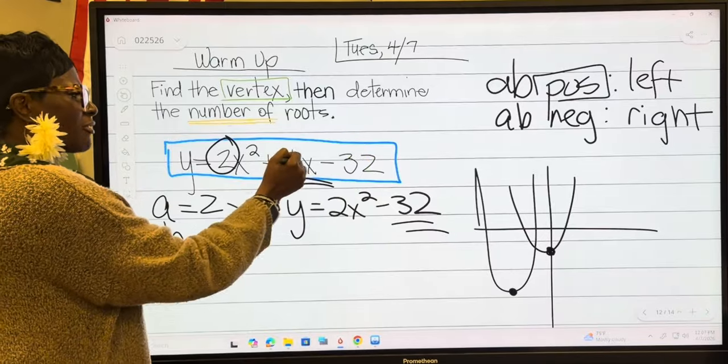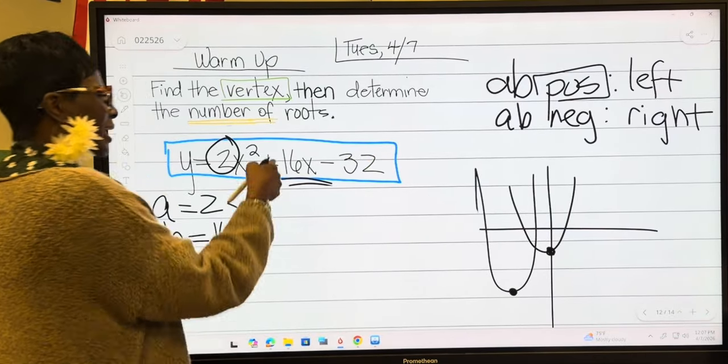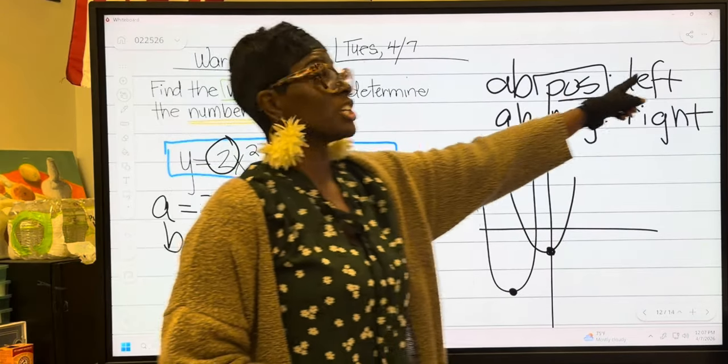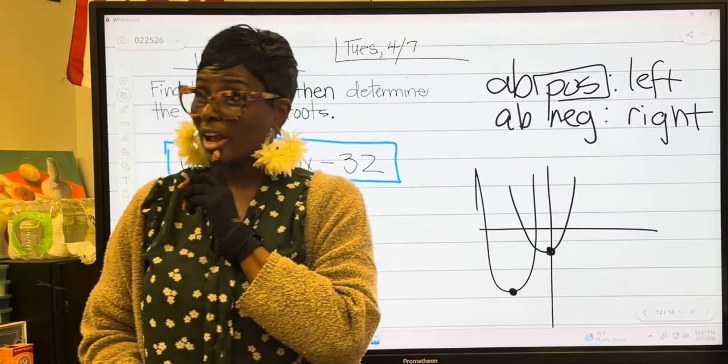But here we do have a shift. How do I know I have a shift? Because I got a B. Now, which way do I shift? I multiply A times B, and if it's positive, I know this thing shifted to the left. Are y'all following me?